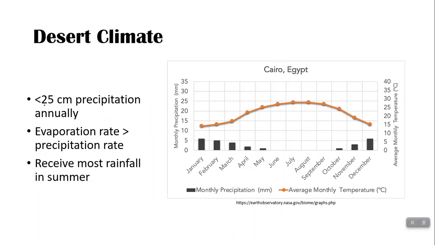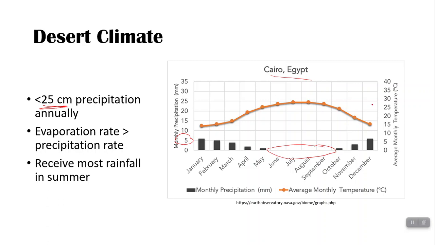Deserts are defined as having less than 25 centimeters of precipitation per year. So notice this precipitation graph. The most that this area, which is Cairo in Egypt, gets in a month on average is 5 millimeters or less. And then there are these months where the average is 0.